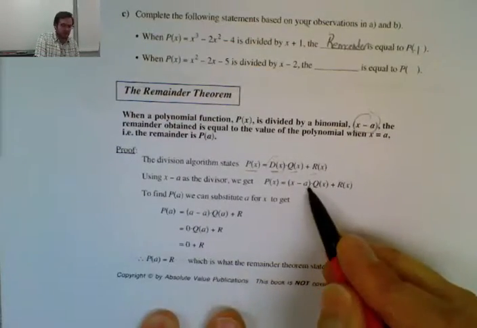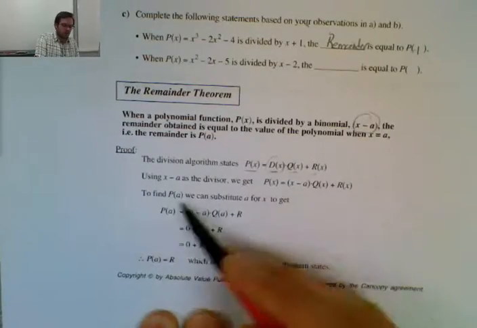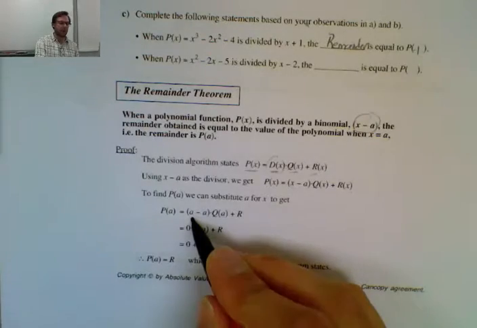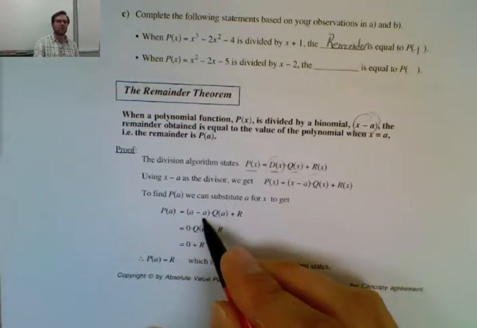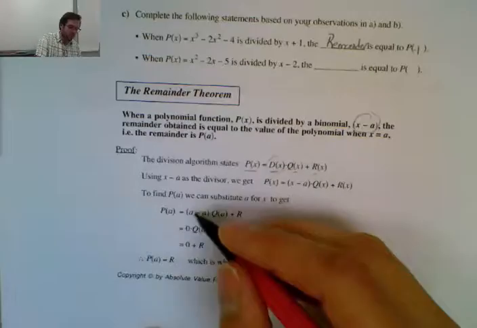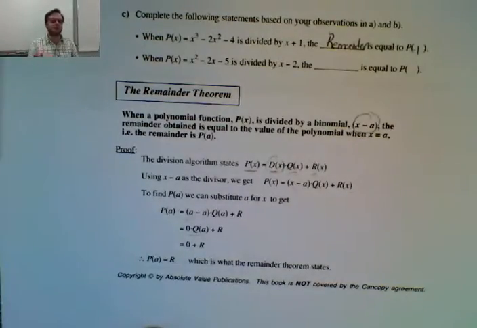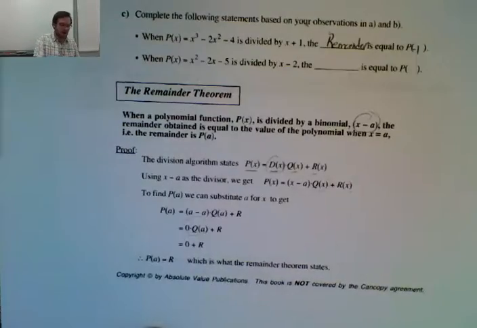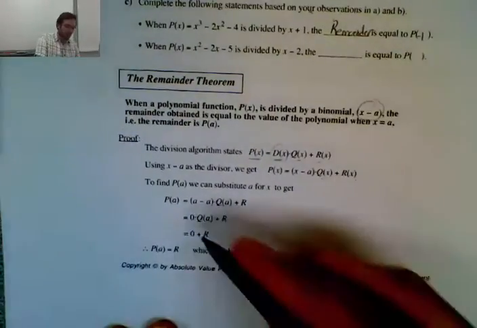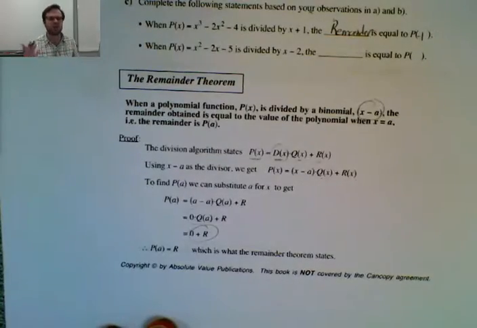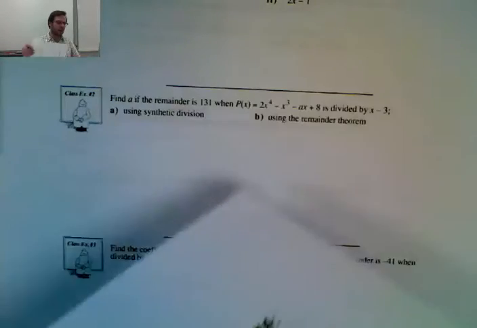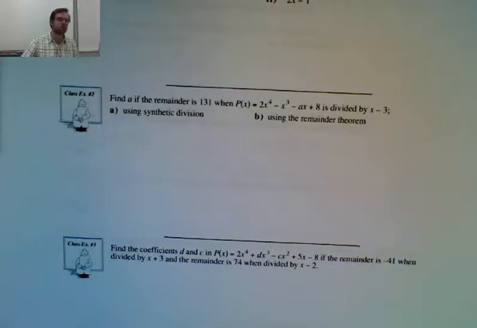So we continue this off. We have x minus a, and now we're going to substitute a in for x. So now we end up having a minus a, which is always going to give me 0. Then we have 0 multiplied by whatever my quotient is, plus the remainder. 0 multiplied by anything is 0, so that gives me my remainder. And that is pretty much the proof of the remainder theorem.